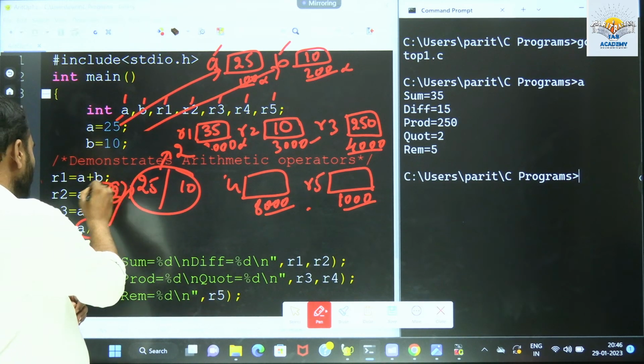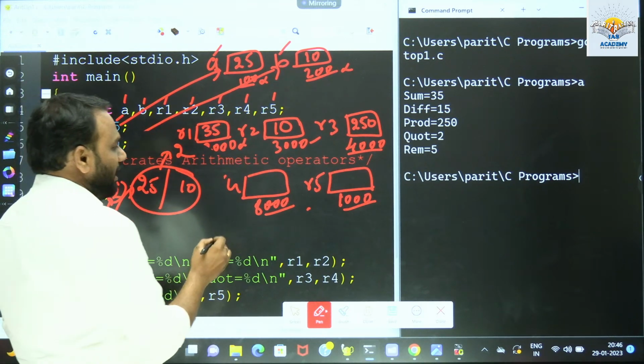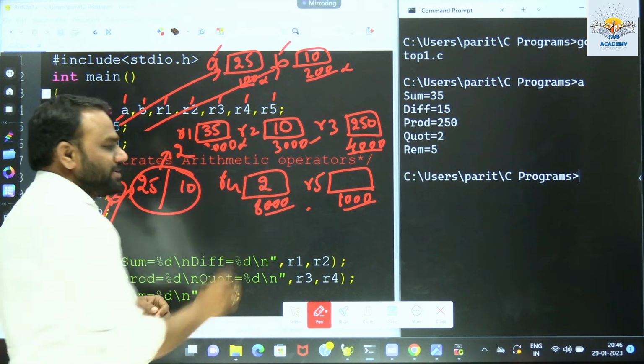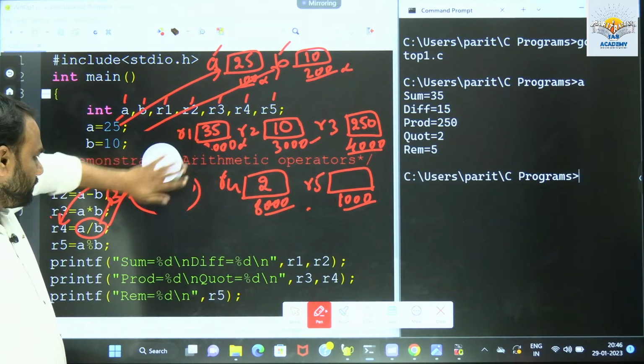So where will this 2 be stored? It will be stored in R4. So in R4, what will be stored? Value 2 will be stored.